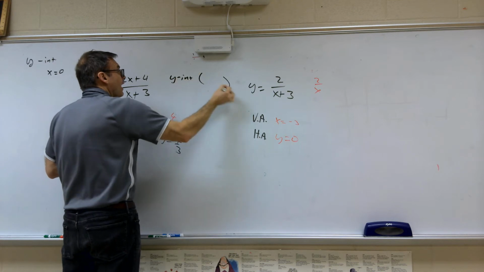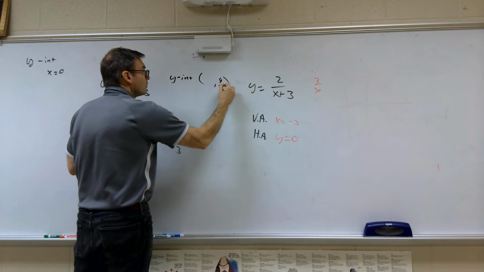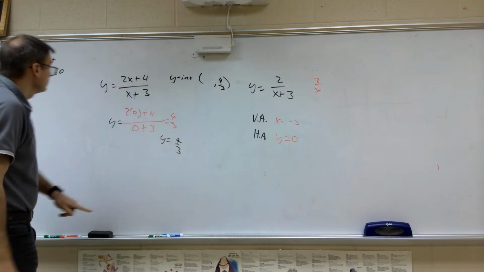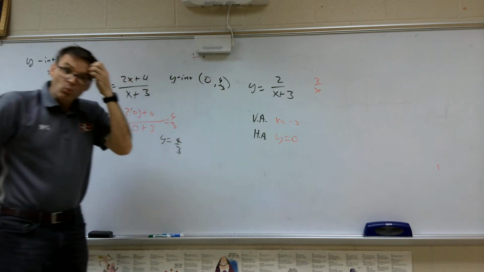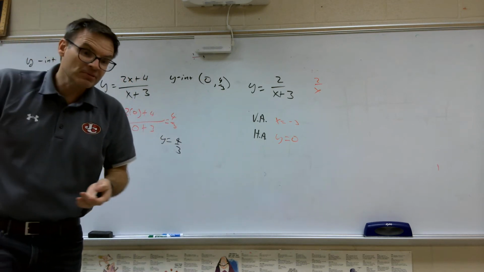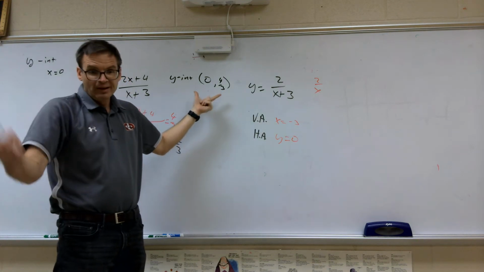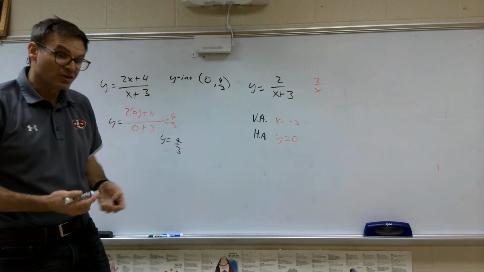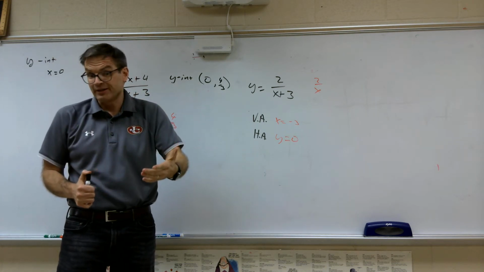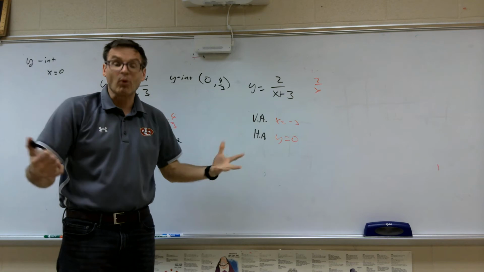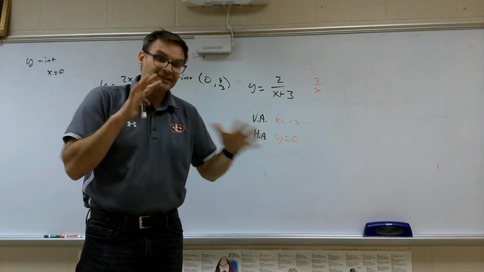I need an x part and a y part. Well, we know the y part is 4 over 3. I need the x part. Well, we know the x part is 0. So when you are asked to find a y-intercept, you can't just give me the y value. You have to give me a coordinate, meaning you also have to give me the x part. In fact, for all of the points we're going to talk about today, you've got to give me a coordinate. You can't just give me a particular value. I need the x and the y part.